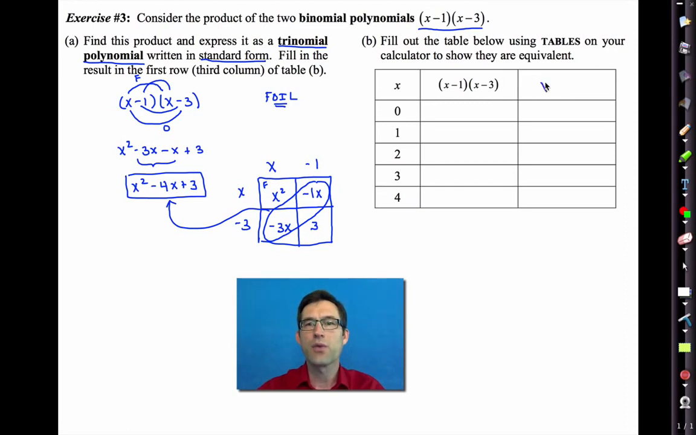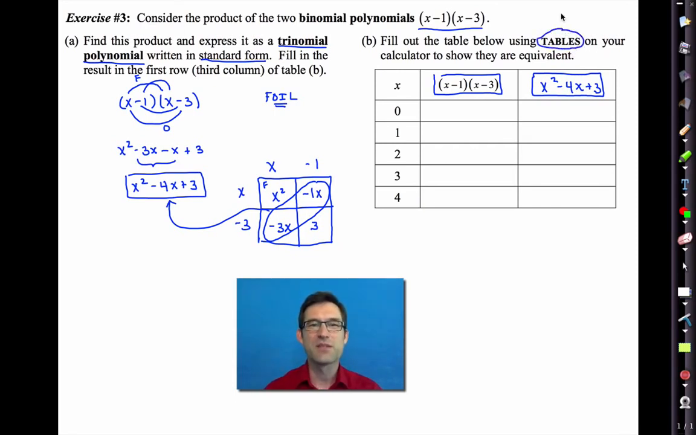But we're going to reverse this process, so you have to be very fluent with it. So what we're going to do now is put down x squared minus 4x plus 3. And what I'd like to do in letter B is really make sure you understand and see with your own two eyes that these two expressions, this one and this one, are equivalent. Now the way we're going to do that is using tables on our graphing calculator.